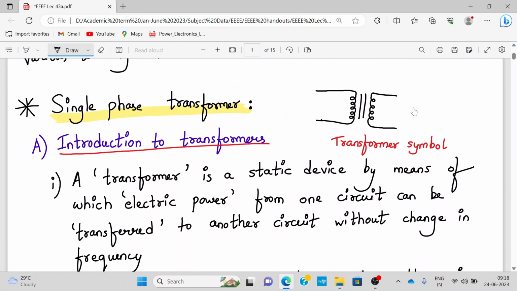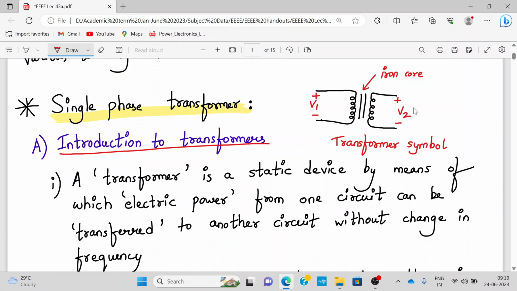So we'll be talking about a single phase transformer. Now this is the symbol of a transformer, right? It's like two inductive coils, and in between there is a core. So these two parallel lines indicate it's an iron core. And if two parallel lines are not present over here, that means it is an air core. Now we have a primary winding and this is the secondary winding. Input is an AC voltage, let us call V1, and output is also an AC voltage.